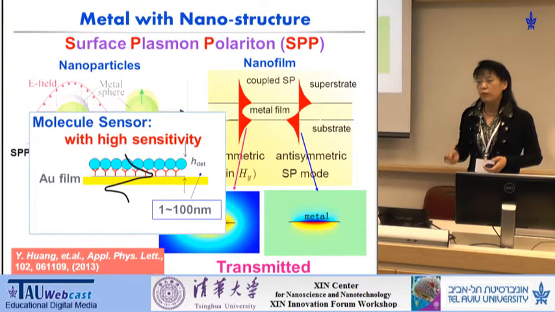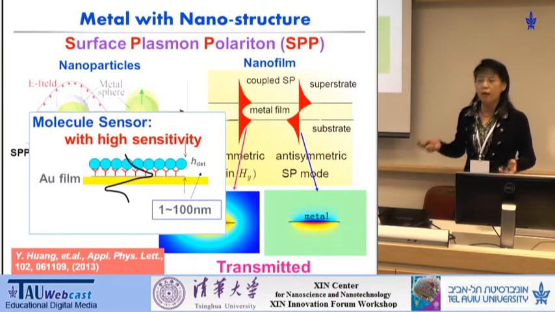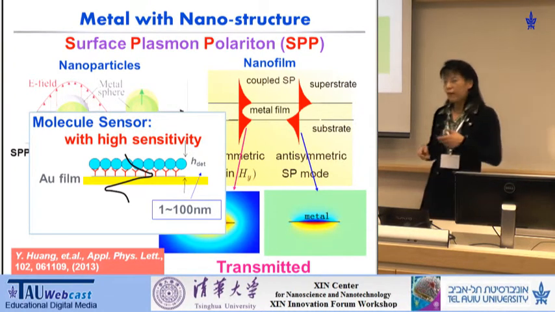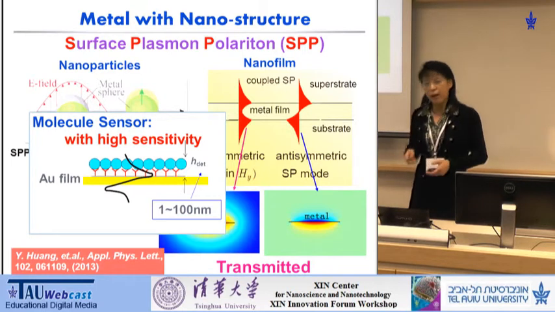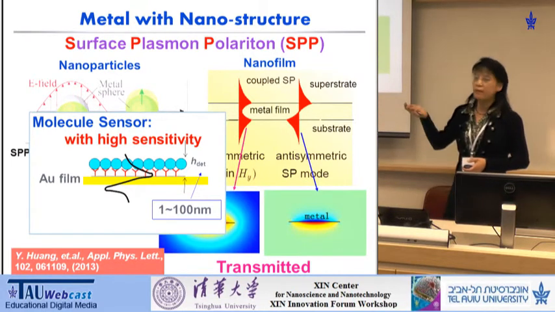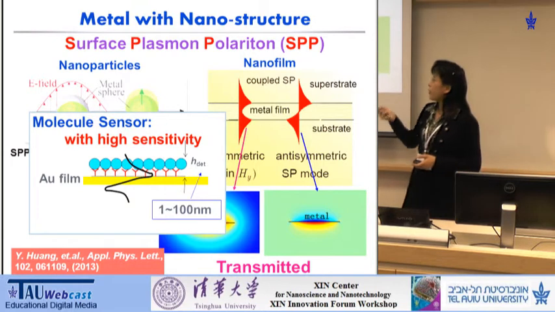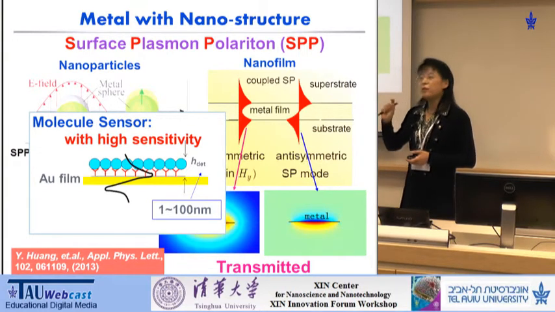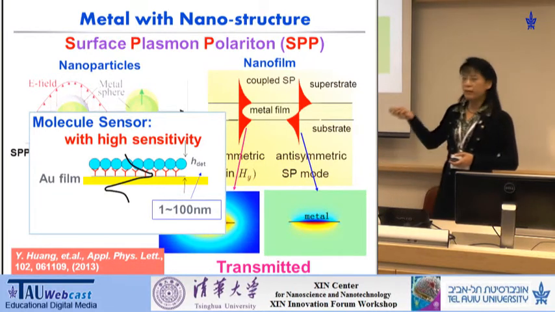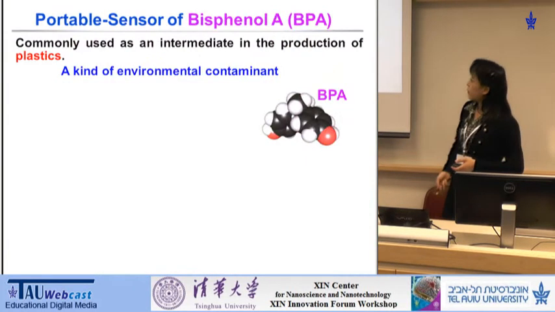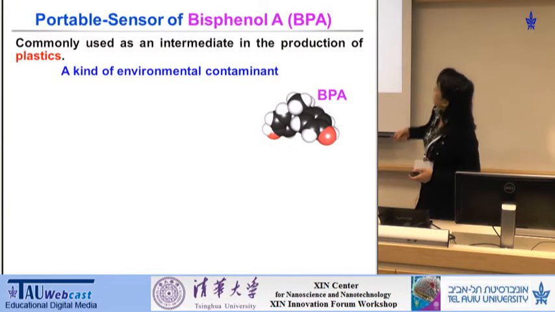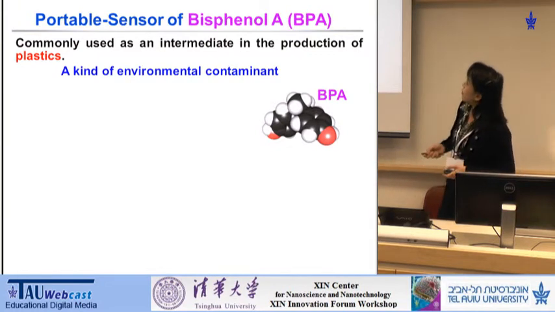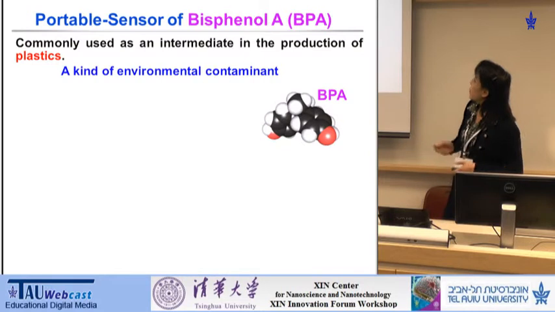Because it's a surface mode, it's very sensitive to the surroundings. So we developed a very unique structure and realized a molecule sensor here. This kind of sensor can sense a very thin layer, even thinner than 10 nanometers, 7 nanometers. So a single molecule layer can be detected using this structure. Based on this structure, we developed a kind of portable sensor for Bisphenol A.